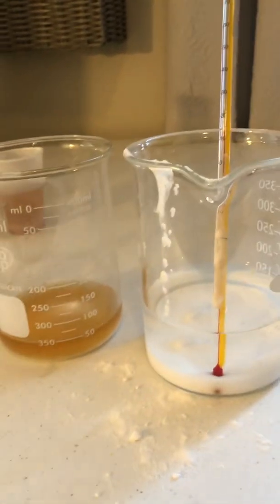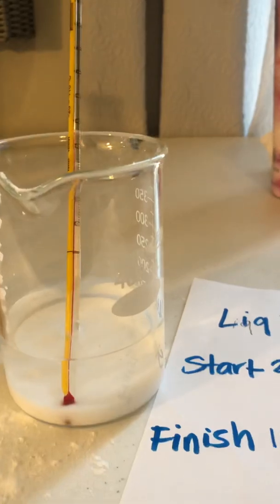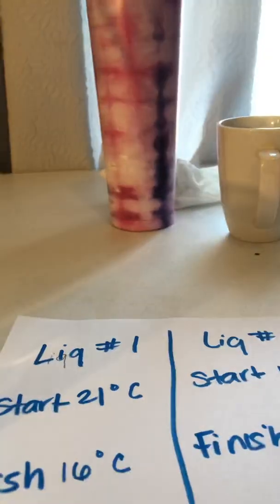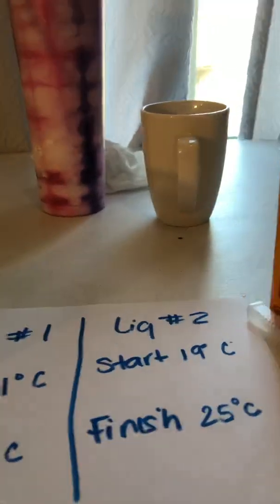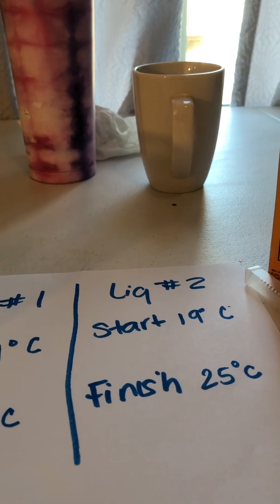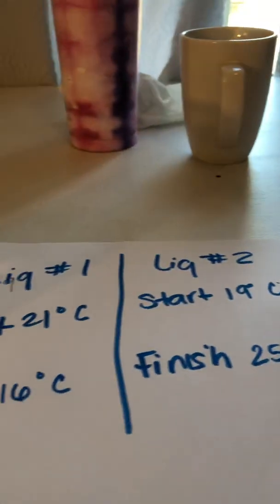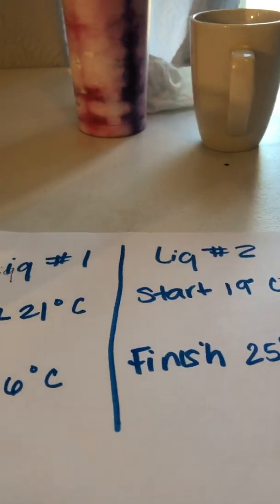So if you were to be asked, was there a chemical change? You would say, yes, there was. How do you know? Because there was a change in temperature. It began at 19 degrees Celsius and it ended at 25 degrees Celsius. This is the evidence of a chemical change, temperature change.